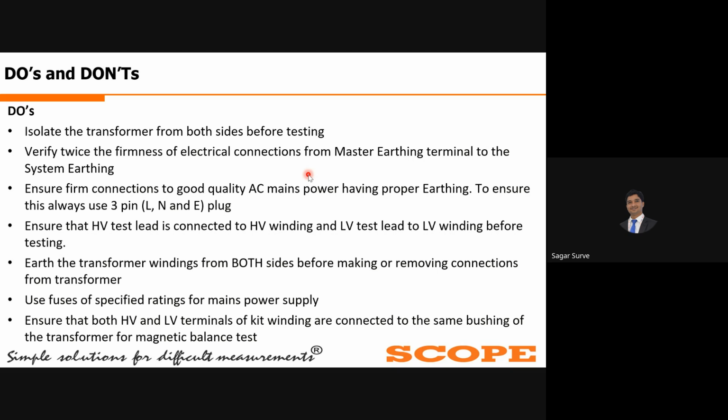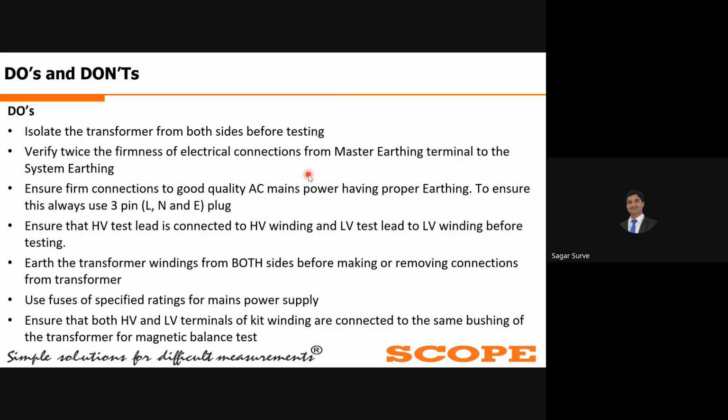In the do's, isolate the transformer from both sides. Before testing any transformer, make sure that it is isolated from both sides, and thoroughly observe that the system earthing is disconnected from the transformer. Ensure a firm connection to good quality AC mains power. The power supply should be proper, and it should be used with a three-pin socket itself for the safety of the equipment and the user.